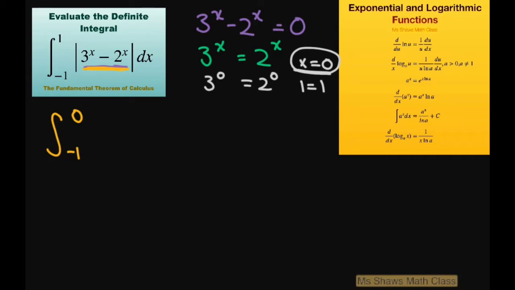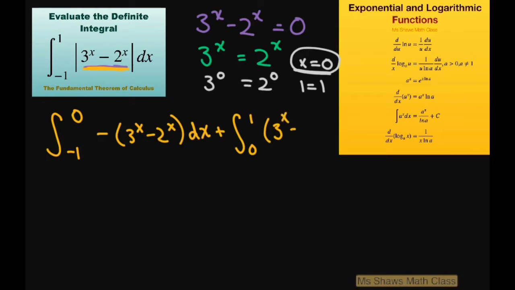From -1 to 0, so you're going to write negative (3^x minus 2^x) dx, just like you set up any absolute value sign. And then we're going to go from 0 to 1, and this part's going to be the positive part: 3^x minus 2^x dx. All right, we're going to integrate this based on this formula here.